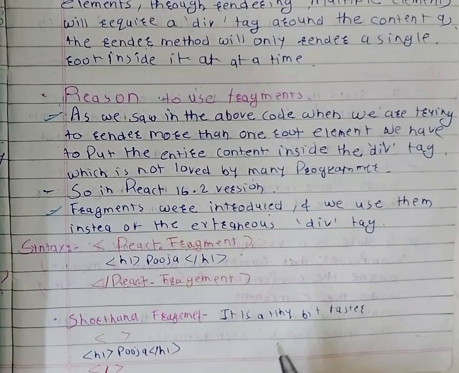So what we have seen is that React Fragments are used to make code faster. Instead of adding an extra node like a div for the root element, we can use the React Fragment. With the help of that, we can render multiple things at a time.